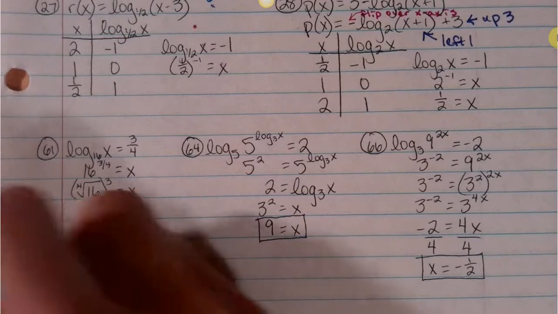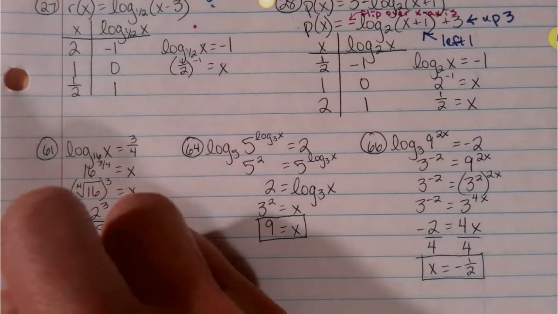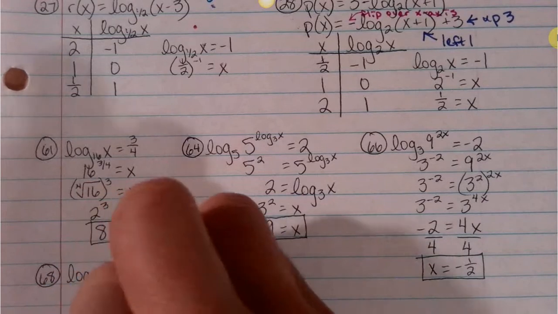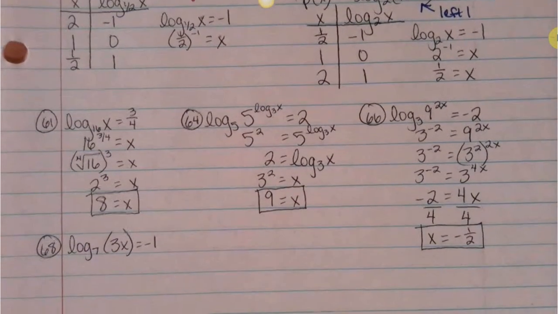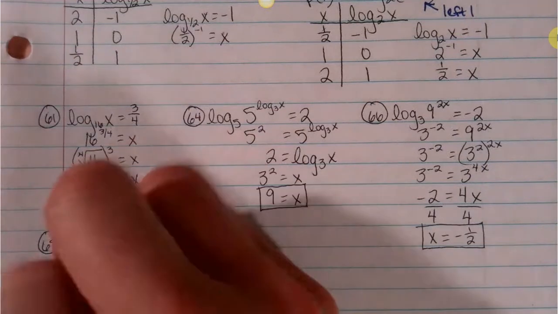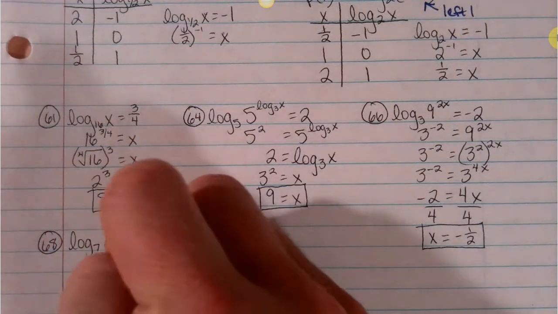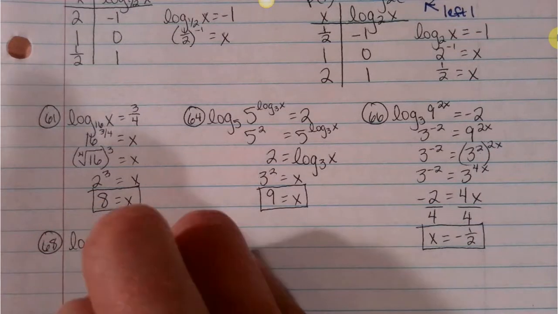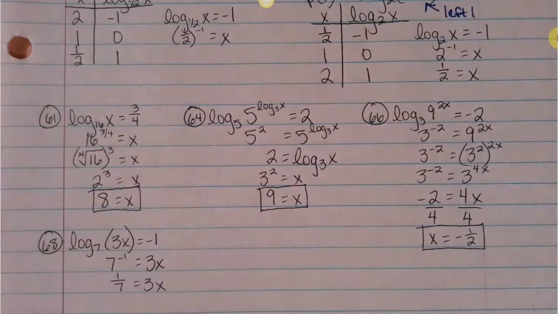Number 68, we're looking at the log base 7 of 3x equals negative 1. So what would this look like as an exponential equation? 7 to the negative 1 is equal to 3x, which 7 to the negative 1 is the same as 1/7 is equal to 3x. And then to get the x by itself, I would have to divide both sides by 3.